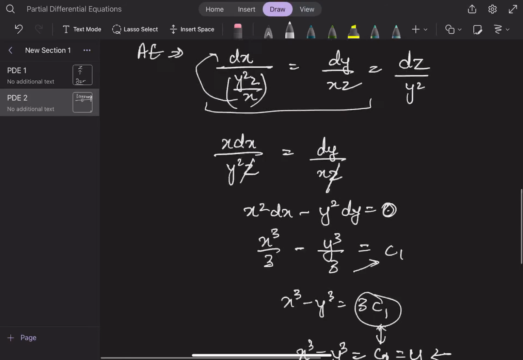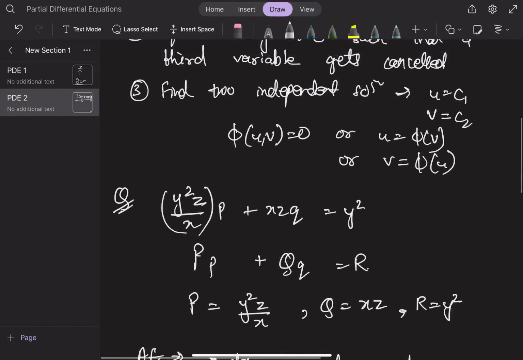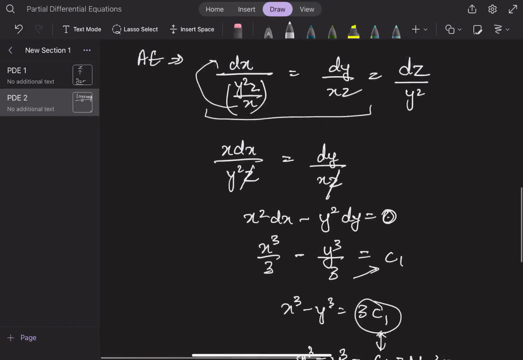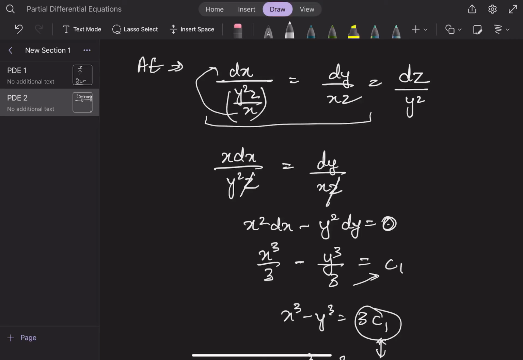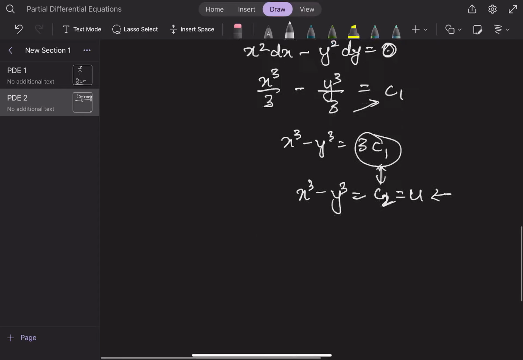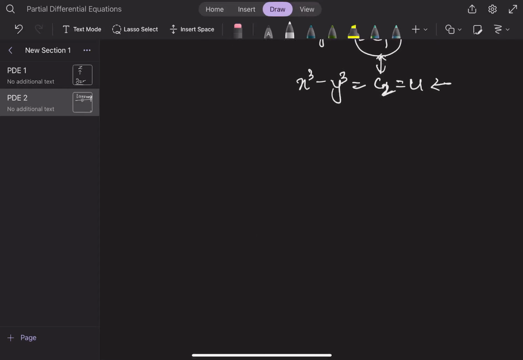Now let's find one more solution. As you remember, we need two, u and v. So let's find one more solution. Let's see what else we can group. Okay, so if I group these two, my y square will get cancelled. Remember guys, just look at the equation and see what is getting cancelled. So let's group that. So it becomes x dx divided by y square z is equal to dz divided by y square. So your y square and y square gets cancelled.